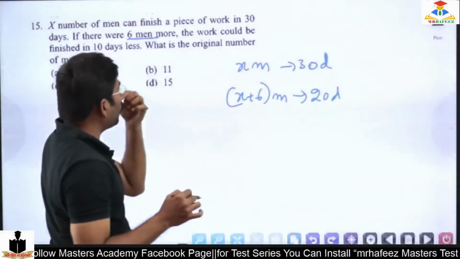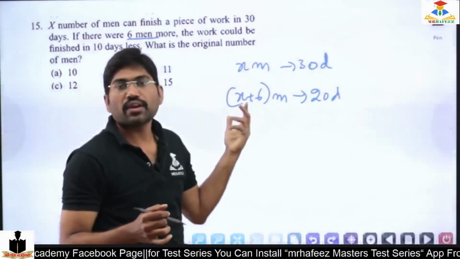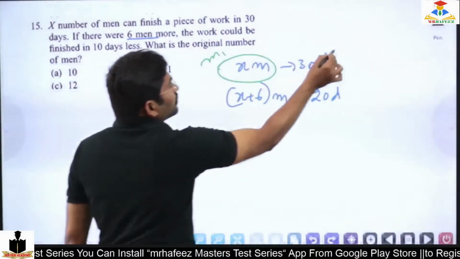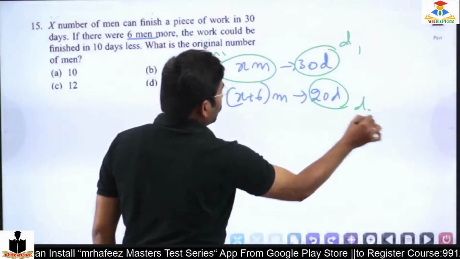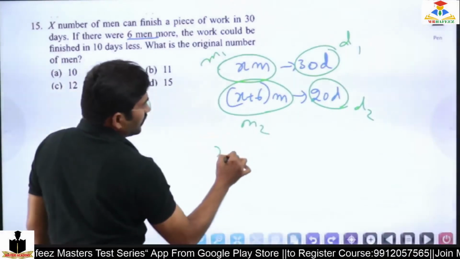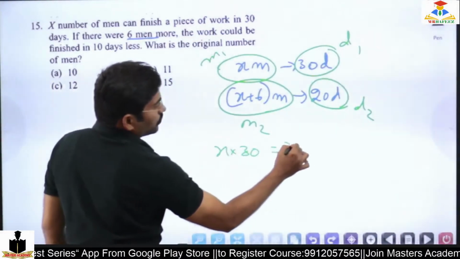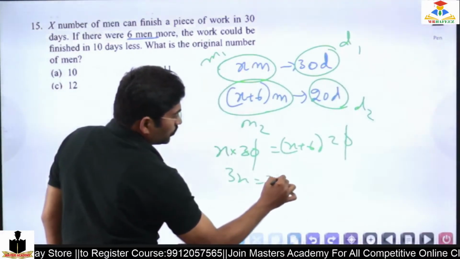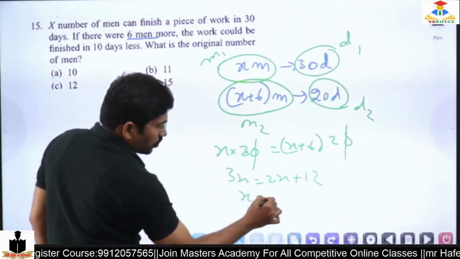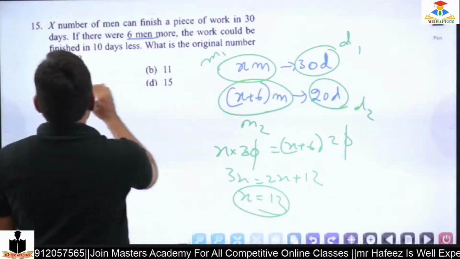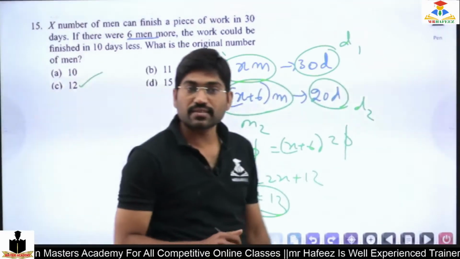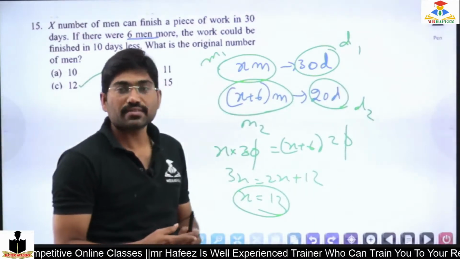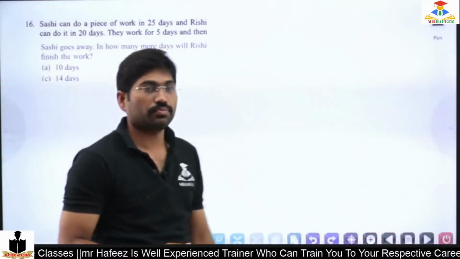Okay, what is the original number? What we require to find is x. As you know, this is m1, this is d1, this is d2, this is m2. So x into 30 equals x plus 6 into 20. The zeros cancel. 3x equals 2x plus 12. X equals 12. That's it. Original value is x, and if we require x plus 6, the value will be 12 plus 6, it's 18. Now the next question.